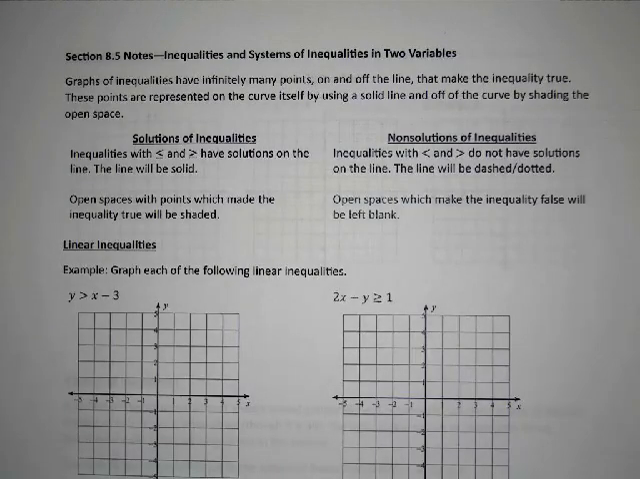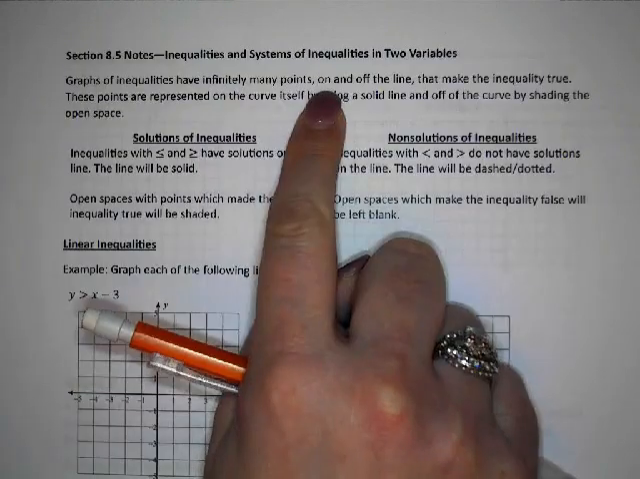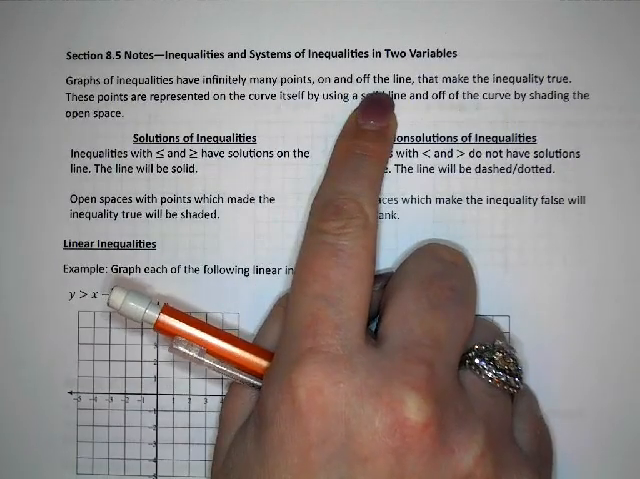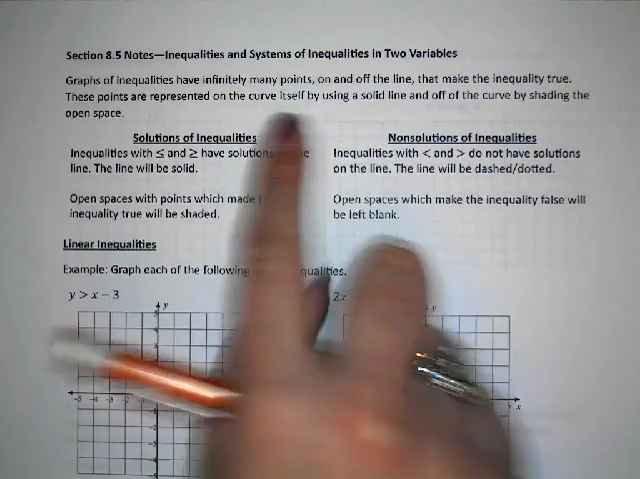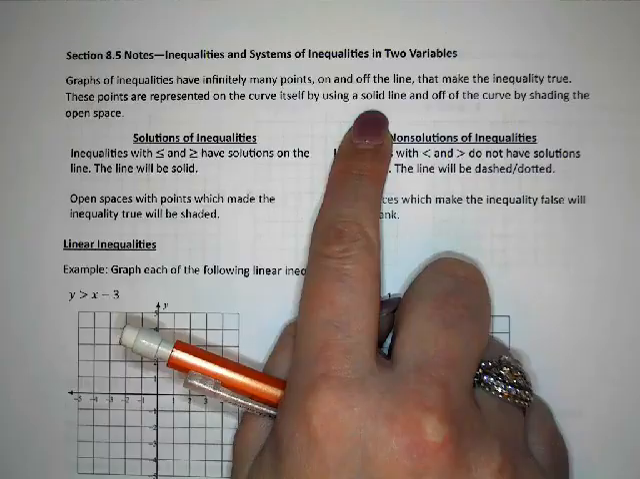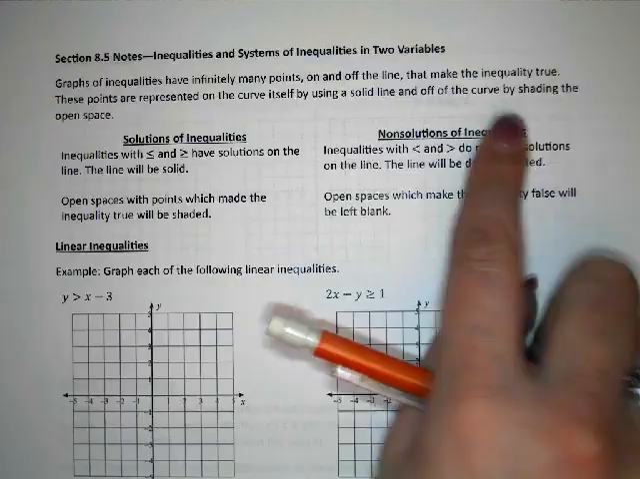This video is on the section 8.5 notes, inequalities and systems of inequalities in two variables. When we graph an inequality, we're going to have infinitely many points that are on the line and not on the line that make that inequality true. These points are represented on the line itself or the curve itself if we have a solid line, and they are non-solutions if we have a dotted line.